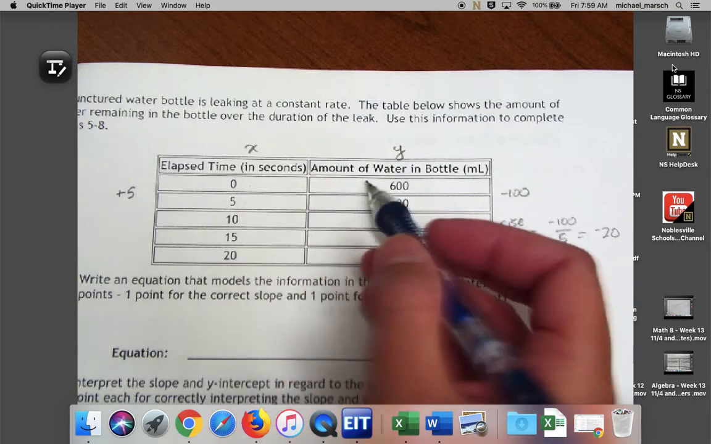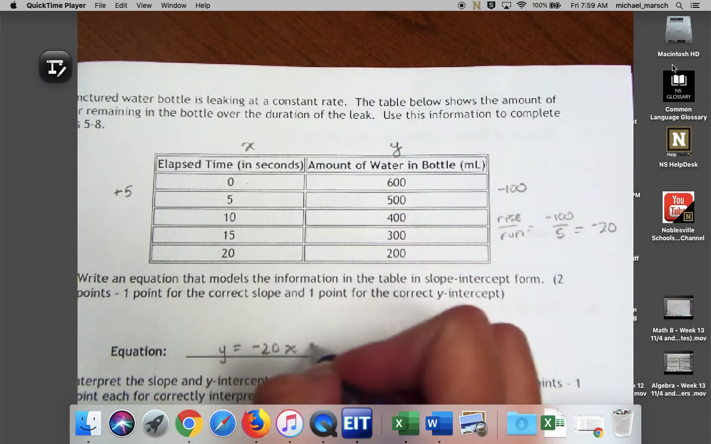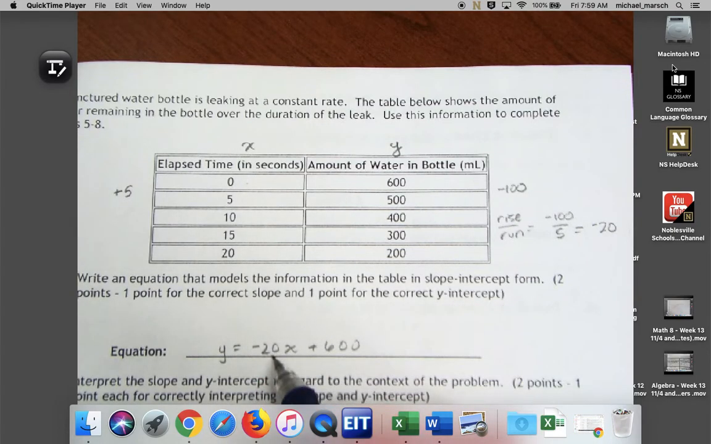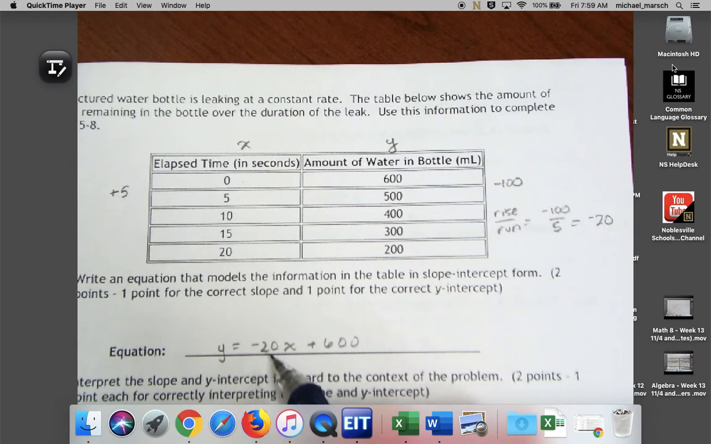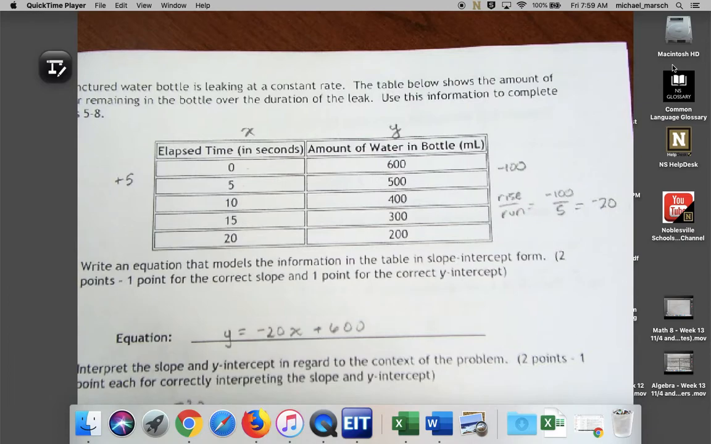I know my y-intercept, so my equation is going to be y equals negative 20x plus 600. This tells me it's losing 20 milliliters of water each second, and it started at 600 milliliters. So my slope is negative 20. My y-intercept is (0, 600).